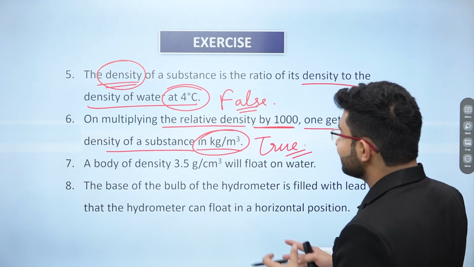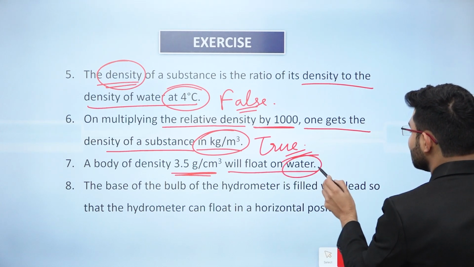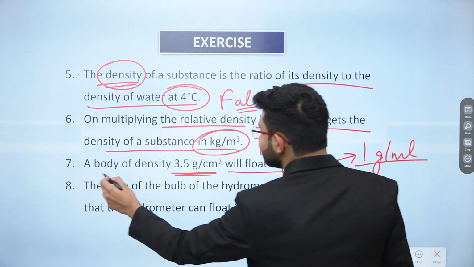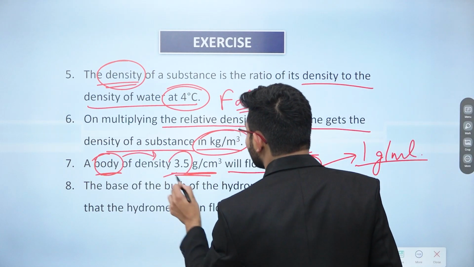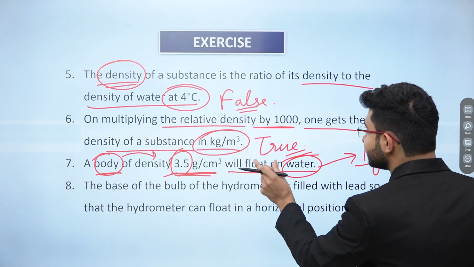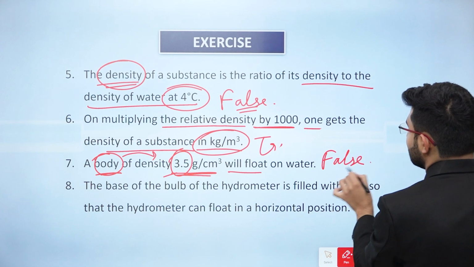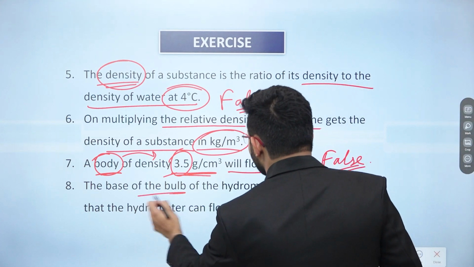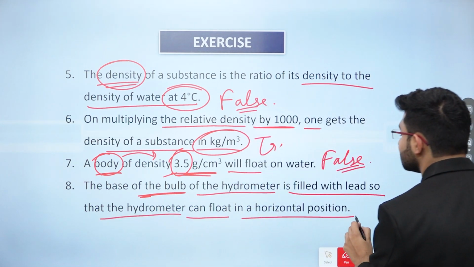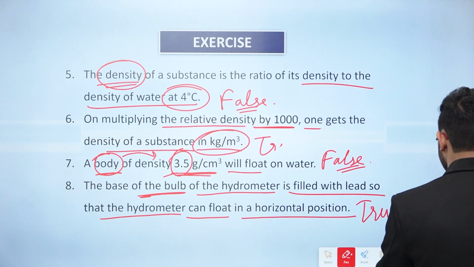After that, a body of density 3.5 gram per centimeter cube will float on water. We know that the density of water is 1 gram per ml. And the density of the body here is 3.5 gram per centimeter cube, which is greater than that of water. So obviously it is going to sink in water, but it is written that it is going to float on water. So this statement is false. The next statement is: the base of the bulb of the hydrometer is filled with lead so that the hydrometer can float in a vertical position. Obviously it is right. We have studied the structure, so it becomes a true statement.